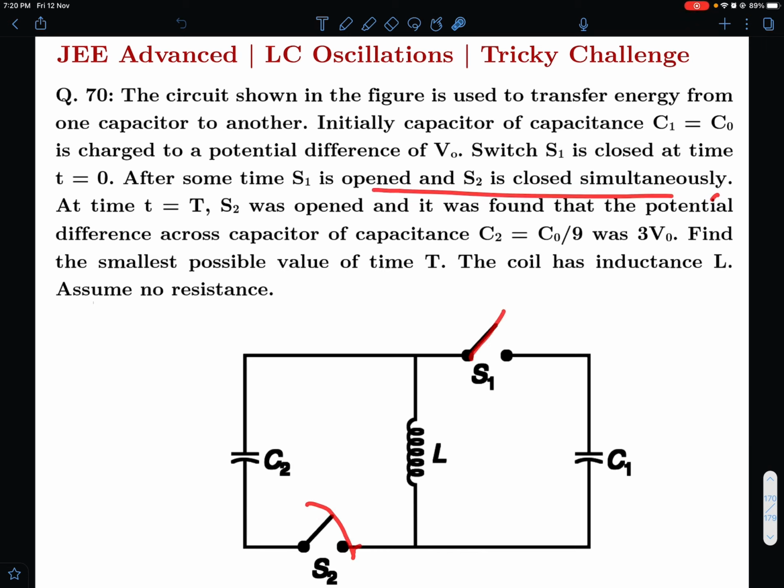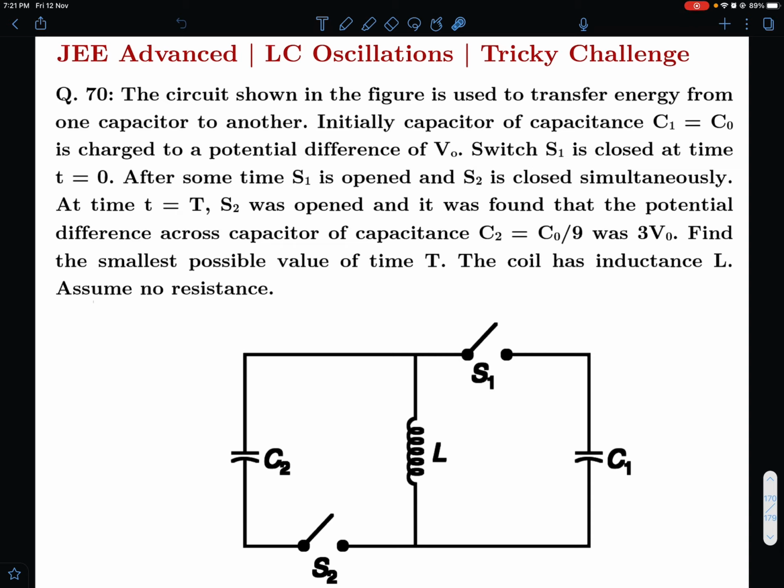Actually it should be the other way around. First we should close the switch and then we should open the switch. Otherwise inductor current will have no option except becoming 0 all of a sudden, which doesn't happen normally. So that's not the intention here. We are closing S2 and then we are opening S1. So after some time, S2 is closed and then S1 is opened, simultaneously almost.